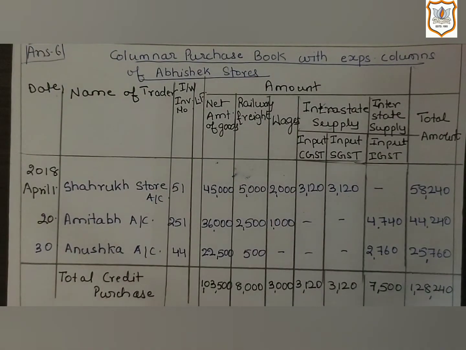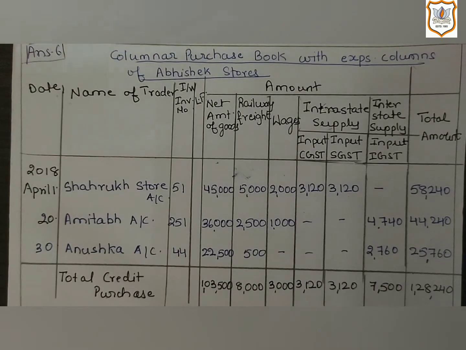Now let's move to the second transaction, date 5th. Goods purchased of rupees 30,000 at 5% trade discount from Deepika. Total amount paid immediately inclusive of labor rupees 500 and railway freight rupees 600.